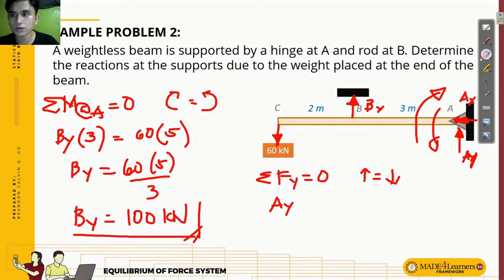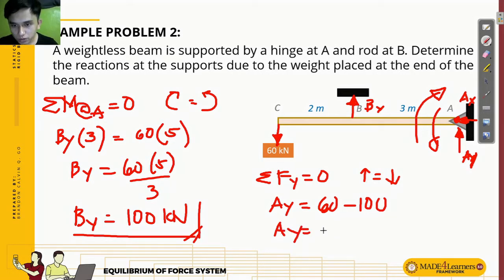If we put it directly in the equation, say 60 kN is downward, it is on the right side. But the By is upward. So the assumption is right, but if I place it on the downward side, it becomes negative because they don't have the same sign. Do you understand, class? It doesn't mean that upward is positive and downward is negative. What we do is separate the directions, upward and downward. Okay, so therefore AY is equal to 60 minus 100, which is negative 40.